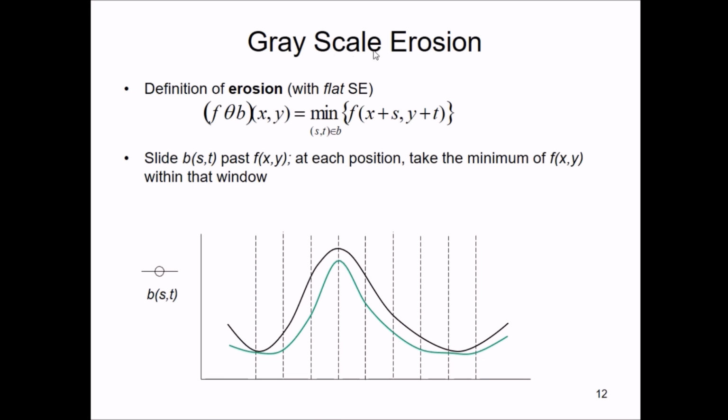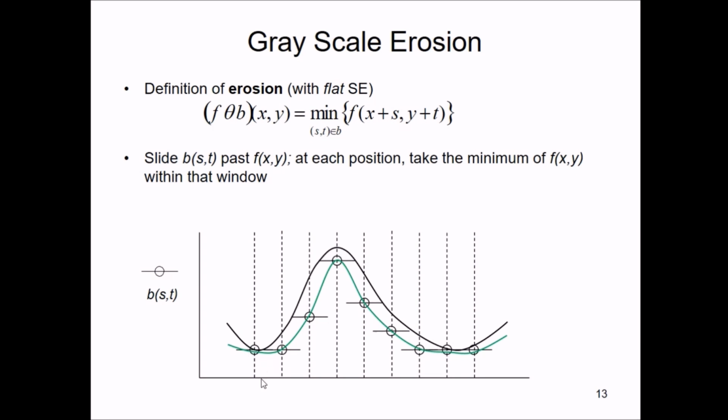While in grayscale erosion, for a flat SE, the erosion is given by the minimum of f(x plus s, y plus t). So we slide b(s,t) past f(x,y) and take the minimum of f(x,y) within that window. How is it done? This is how it is done. We took our SE and slid it from below, and from below it came up until it touches the actual graph, and we make the locus of these points. This is how grayscale erosion with the minimum takes place.